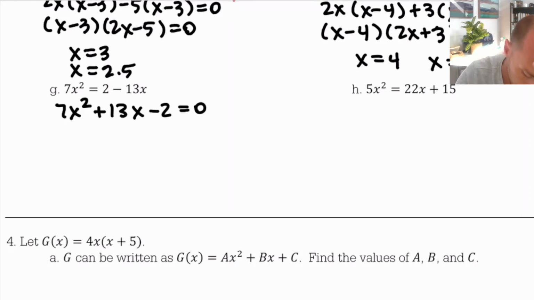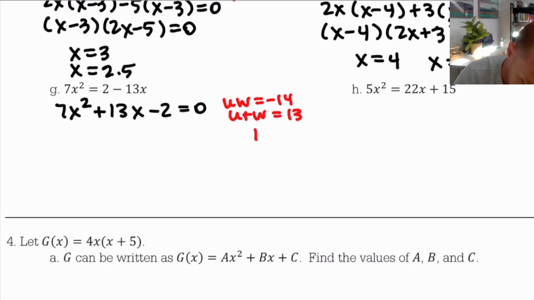Okay, so I'm looking for two numbers that multiply to negative 14 while adding to positive 13. All right, that shouldn't be too bad. So that'll be 13 and negative 1. What? No, 13 times negative 1 is not equal to negative 14. I'm thinking probably 14 and negative 1. Yeah, that makes more sense. So I'll split up that middle term: 7x squared plus 14x.